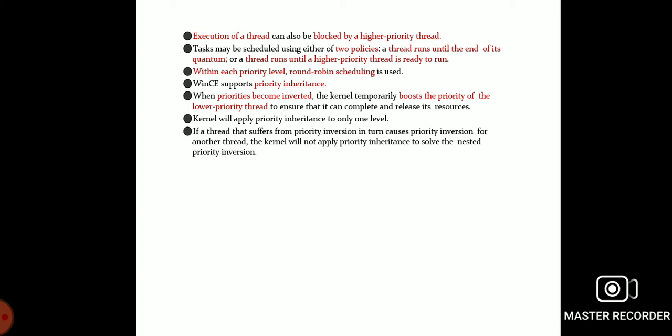So in this lecture, we have discussed examples of operating systems in real-time operating and embedded design technology.